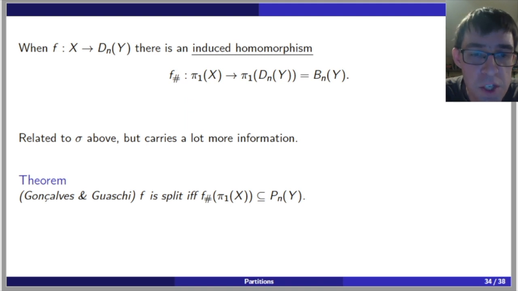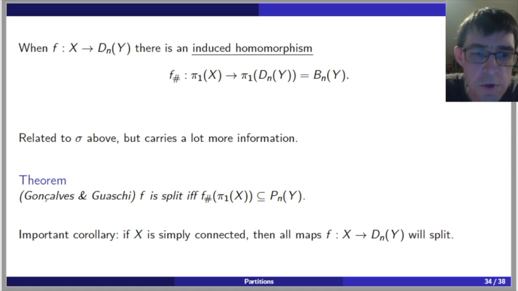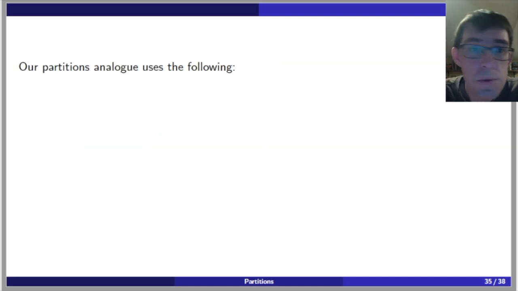So I want to do a partitions version of this, and it's kind of similar to what we've seen before. Oh, sorry, I meant to say there's an important corollary of this, which I mentioned before was a result of Schirmer. If X is simply connected, then every map will split. That's because if X is simply connected, that is, it has no holes in it, then the fundamental group of X is trivial. And so if you look in the theorem above, then F of the fundamental group will also be trivial. The only braid you ever get is the trivial braid, which is a pure braid, and so it automatically splits.